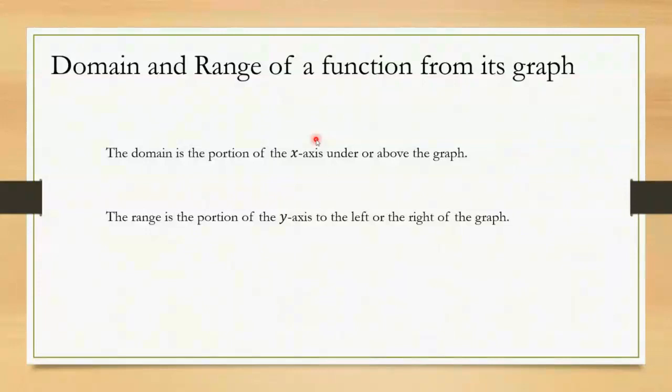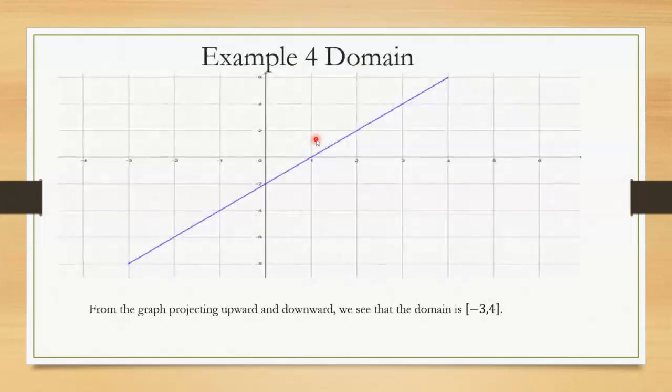And for the range, that's the part of the y-axis. Again, this is since y is a function of x, so the variable y holds the output. So the range is the portion of the y-axis that's either to the left or the right of the graph. All right, so that's what happens here.